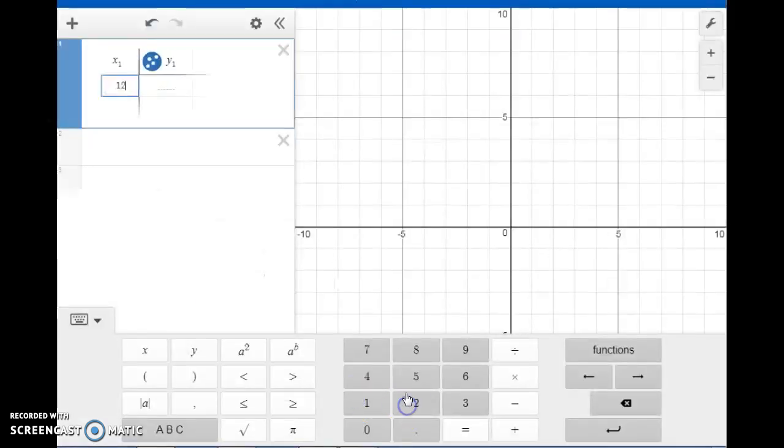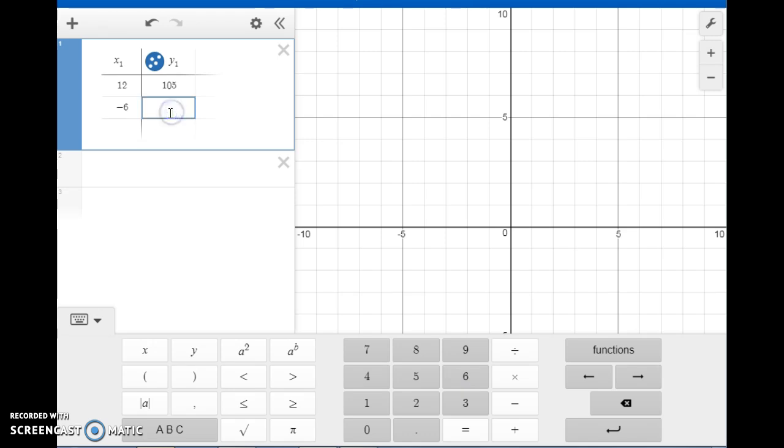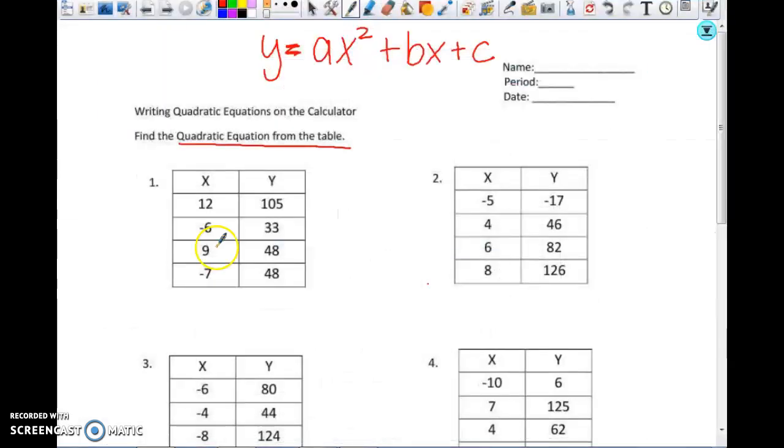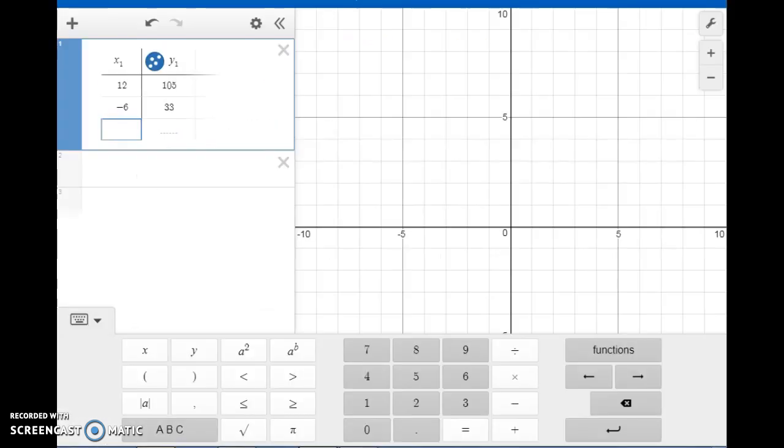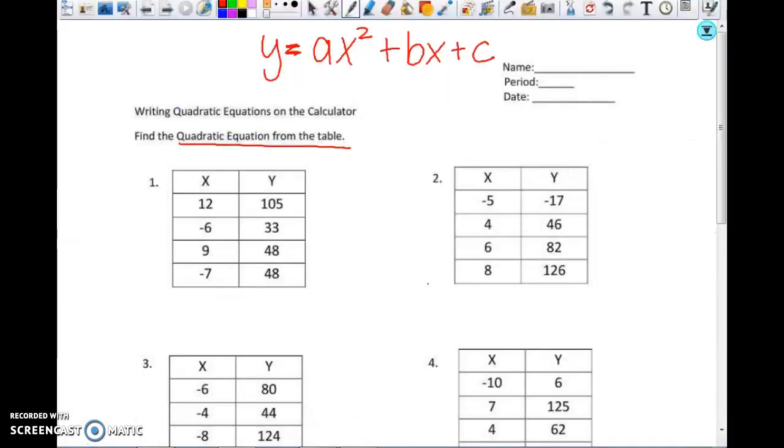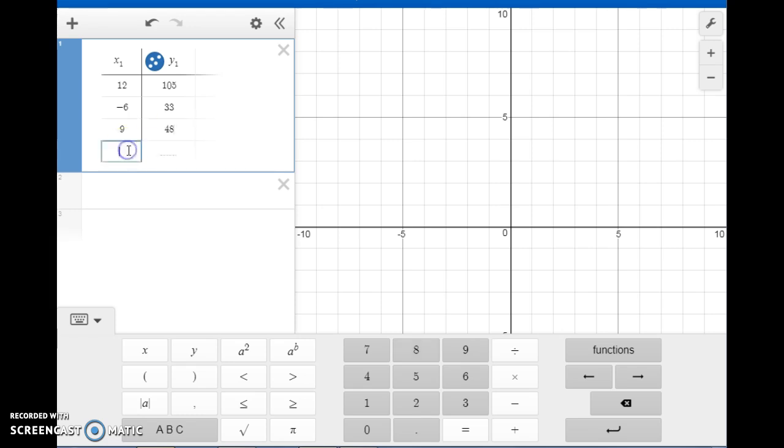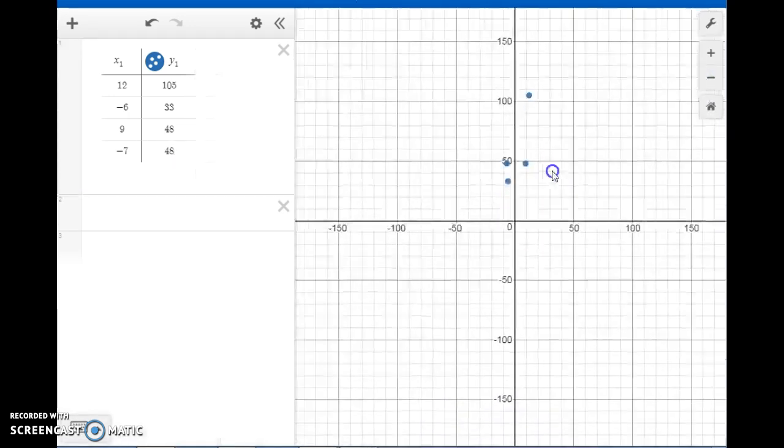12, 105, negative 6, 33, 948, negative 748. Okay. All right. So now that you have your table, notice it plotted the points for you.